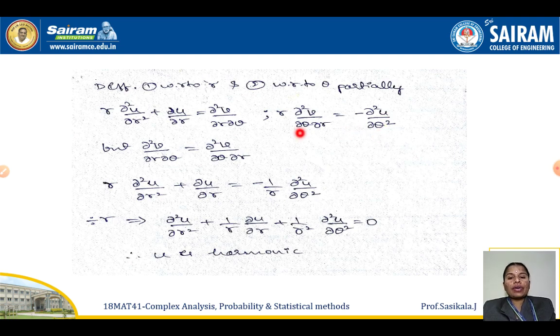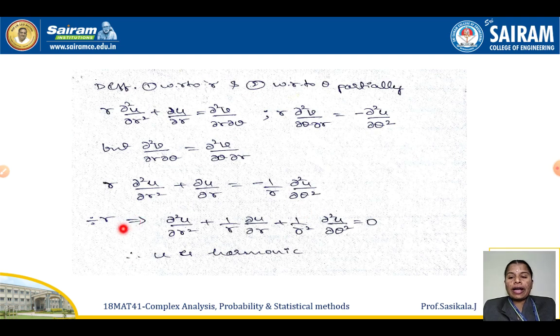So this r you can take to the right side, and as per the PDE, I can write ∂²v/∂r∂θ is equal to ∂²v/∂θ∂r. So you can equate these two equations. What will I get? r into ∂²u/∂r² plus ∂u/∂r, which is equal to, with this r written on the right side, minus 1/r ∂²u/∂θ².